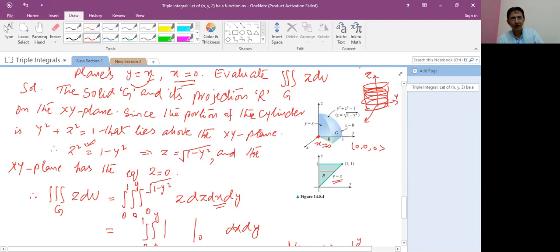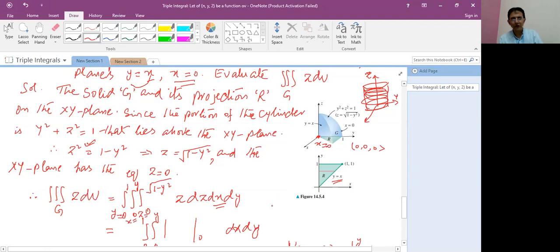So the limit of x is 0 to y and the limit of y is 0 to 1, because this part is the origin of the diagram. So it means it is 0. So x is 0 to y, y is 0 to 1 because it is the limit of y, it is the limit of x, and it is the limit of z.